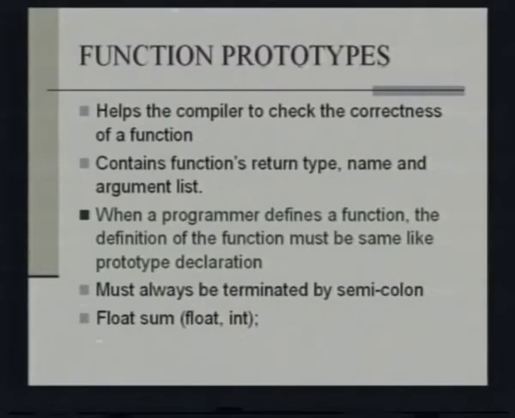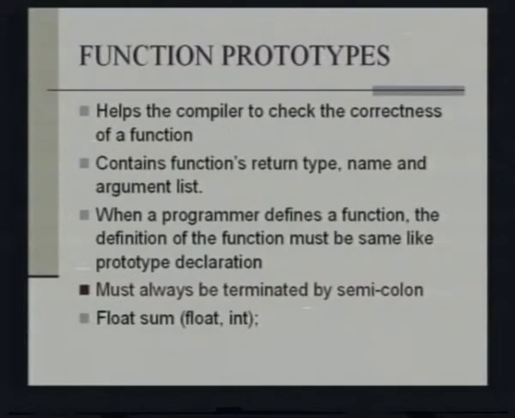Then the function name should be there, only then you can identify the function, and the argument list. See, an argument list can be a single variable, it can be multiple variables, they can be of same data type, they can be of different data type. So all this has to be checked by the compiler. And when the programmer defines a function, the definition of the function must be the same as the prototype declaration.